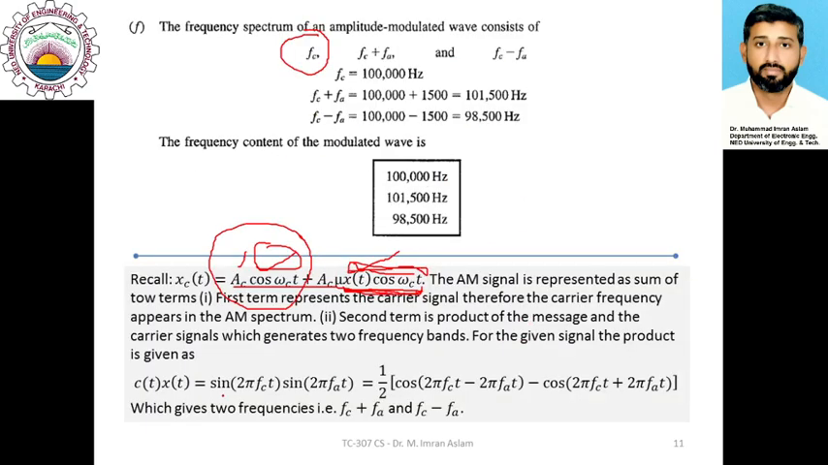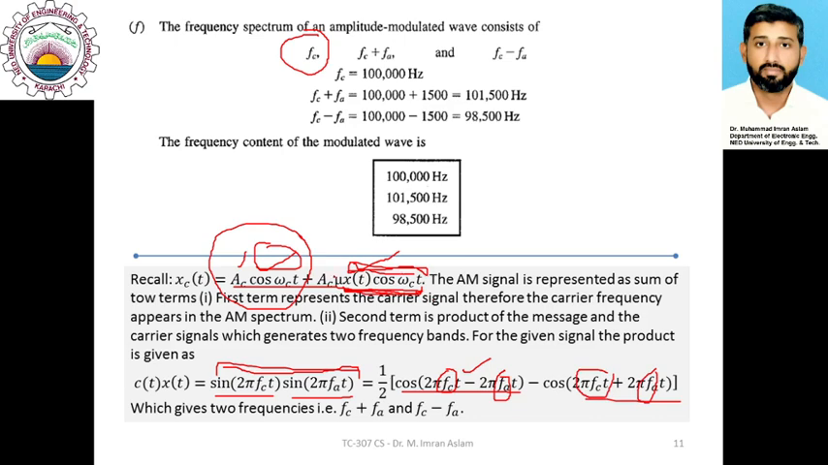So if we multiply these two, sin 2 pi f_c t and sin 2 pi f_a t, you can see that this is a simple product-to-sum formula that we use in trigonometry. So if we apply that trigonometric formula, you can see that we get two terms. One is cos(2 pi f_c t minus 2 pi f_a t), and second is cos(2 pi f_c t plus 2 pi f_a t). You can see that in the first term the frequencies are subtracted, f_c minus f_a, and in the second term the frequencies are added.